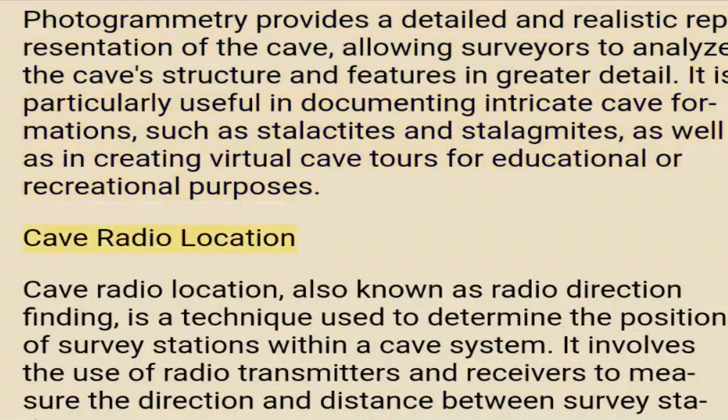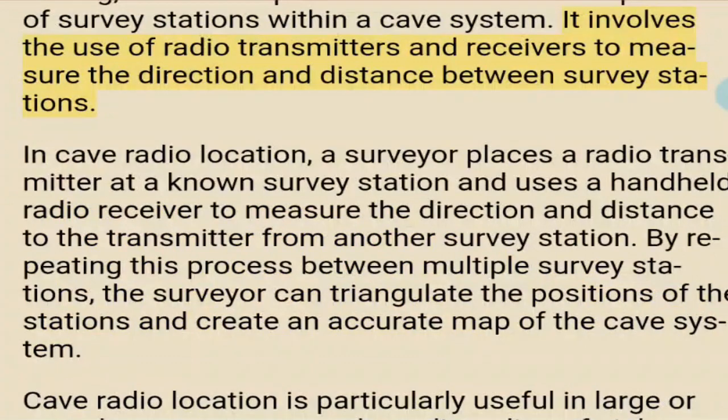Cave radiolocation. Cave radiolocation, also known as radio direction finding, is a technique used to determine the position of survey stations within a cave system. It involves the use of radio transmitters and receivers to measure the direction and distance between survey stations.